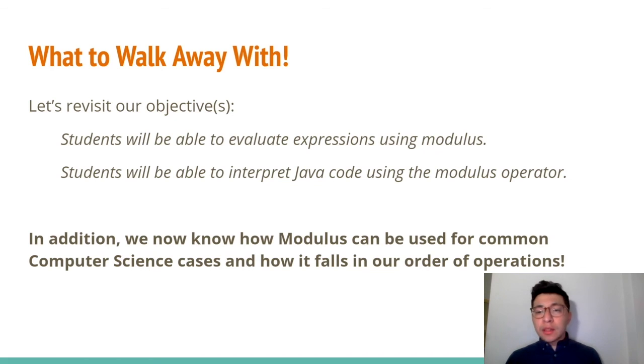Last but not least, we did learn also how it is used in computer science, whether it's to figure out if a number is even, or to figure out the nth time, and how it's relevant to us there. And last but not least, how it falls into our order of operations, which is going to be very important, especially for our multiple choice questions on the APCSA exam in May.